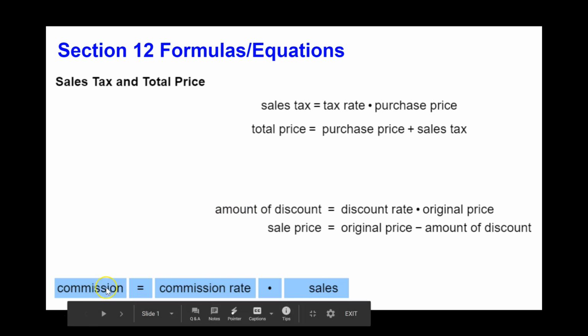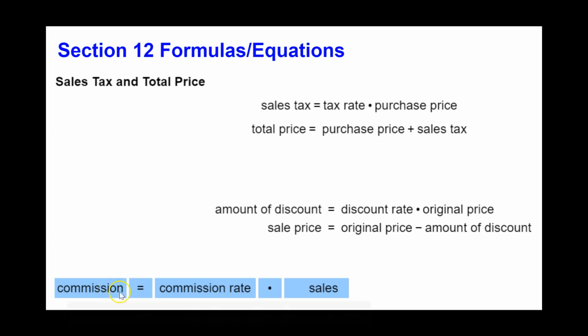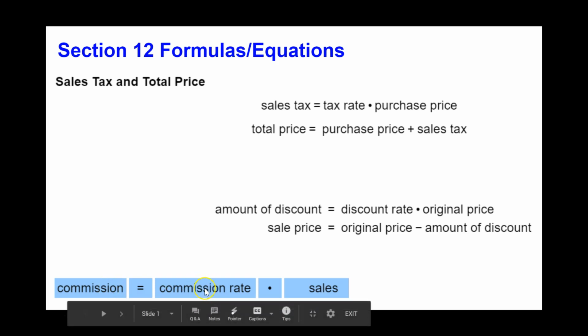The next one you're probably going to see in MyMathLab is commission. Commission is when you work at a job, and the job tells you a certain percentage that they will pay you times the sales that you produce. So, for instance, if you work at a car dealership and you sell $100,000 worth of cars, they multiply it by whatever percentage they're paying you, and that's your paycheck.